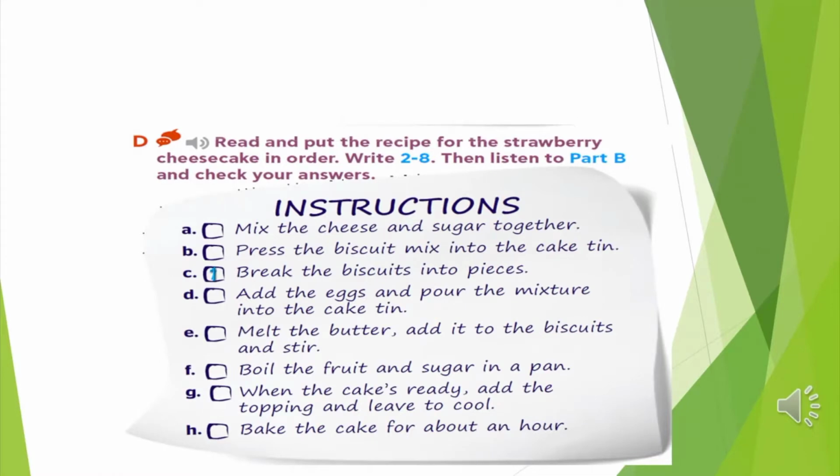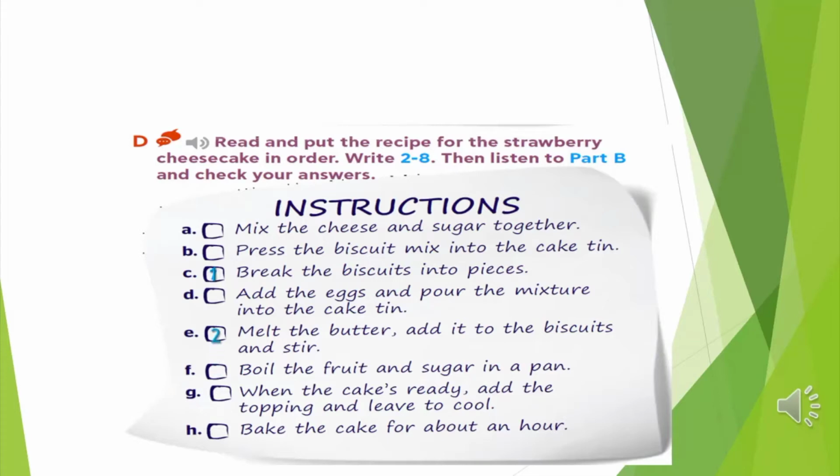Now my students, read and put the recipe for the strawberry cheesecake in order, right? Write 2 to 8. Then listen again to part B. So I think you're fed up with listening. So let's complete the task as quickly as possible. Number 1, break the biscuit into pieces.